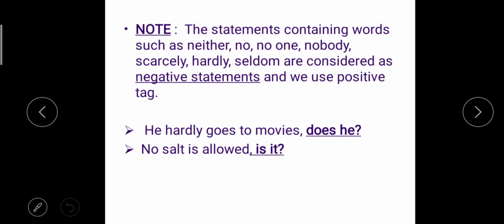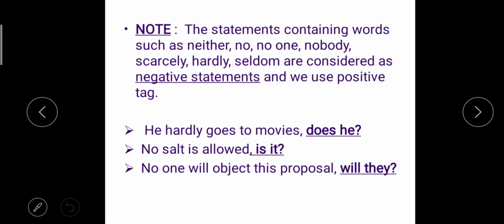Next example, no salt is allowed, is it? No one will object this proposal, will they? अब ये आपको पहले ही बताया था कि everyone, neither, no one, anyone, nobody, उनके साथ subject of the question tag will be they.